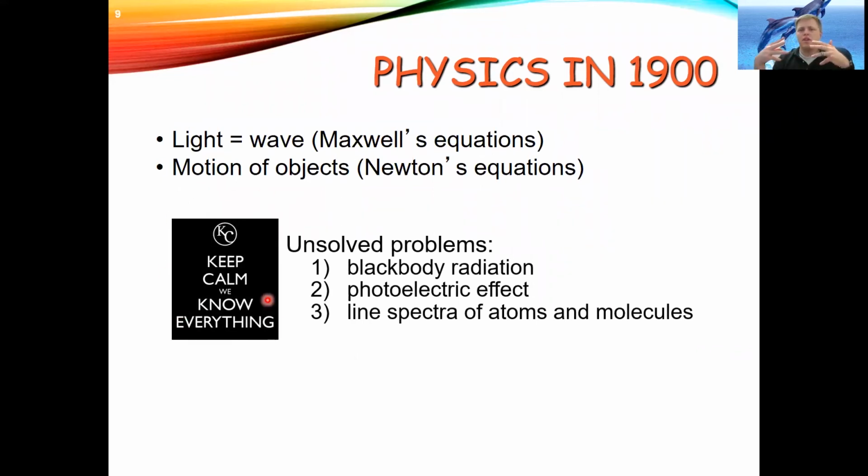There were just 3 big unsolved problems that everyone was still focused on, but most physicists felt that within a couple years we were going to figure those out too, and then we would just completely understand the universe. Those problems were the problem of blackbody radiation, the photoelectric effect, and the line spectra of atoms and molecules. We're going to spend the rest of this lecture talking about the first 2 problems, and then we'll spend next lecture talking about the last problem.